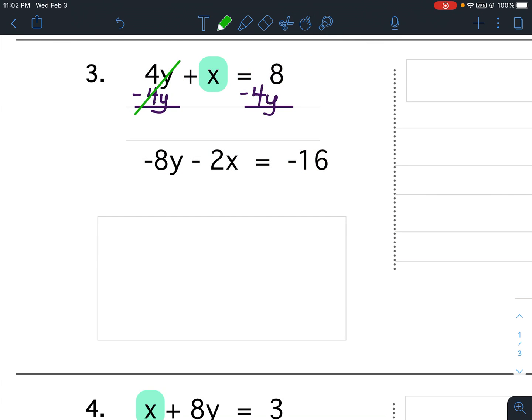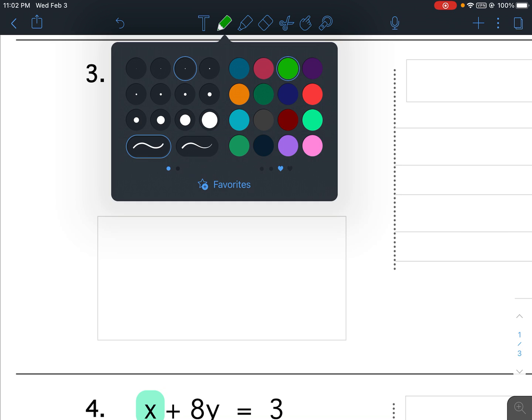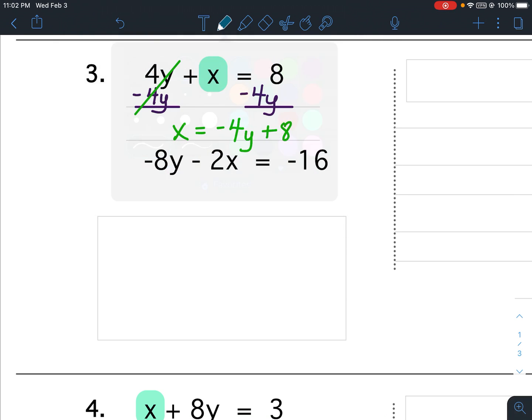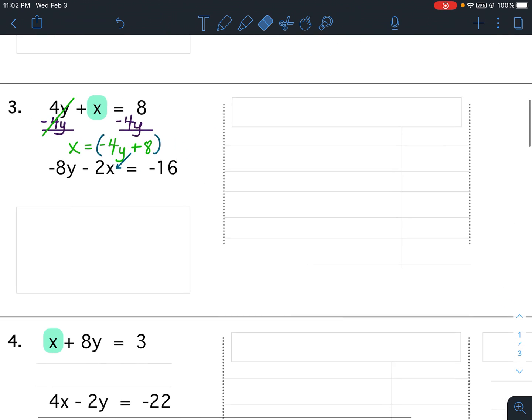They would cancel. Bring down the x equals, these are not like terms, so I bring down the -4y and I bring down the +8. And now, since I solved for the top x, I'm going to substitute that expression in for the bottom x. Solve for the top x, substitute into the bottom x.